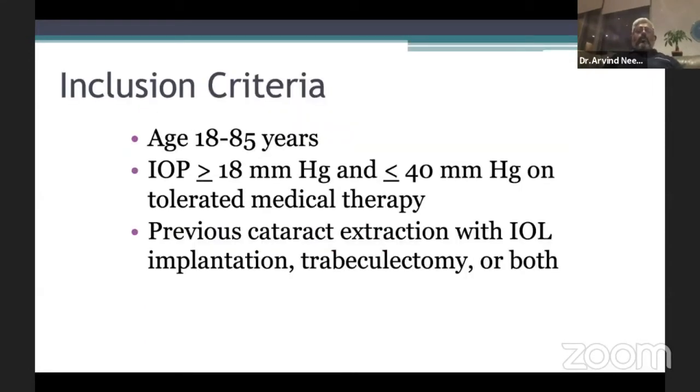Inclusion criteria included patients with the age of 18 to 85. The intraocular pressure had to be greater than or equal to 18 millimeters of mercury and less than or equal to 40 millimeters of mercury. Again, we talked about how previous cataract extraction with IOL implantation, failed trabeculectomy, or both procedures.